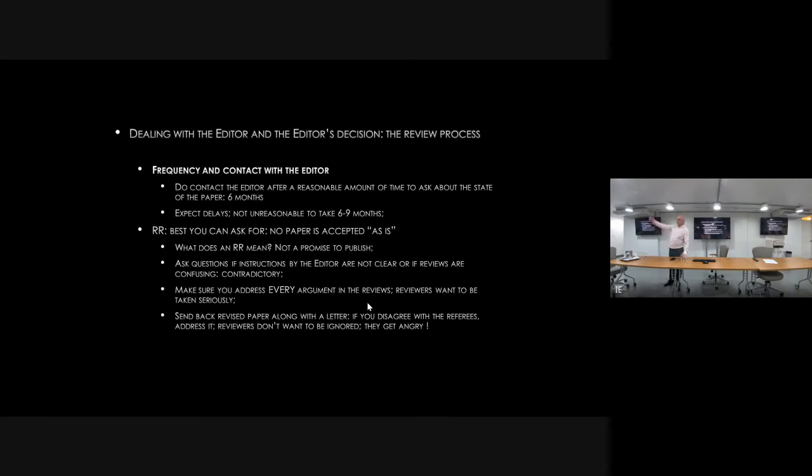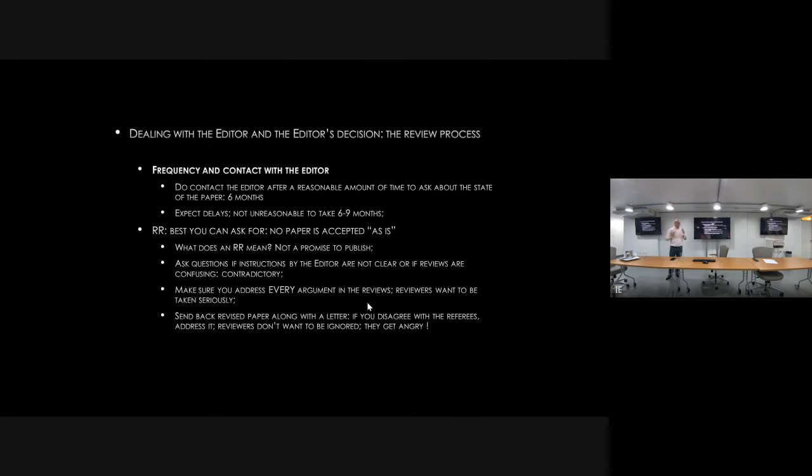In the letter I send to you, it says this is not a promise to publish. But, you know what? You haven't gotten desk rejected. I desk reject 50% of the papers. And then, when you get your acceptance letter, I'm already close to that 90% rejection.